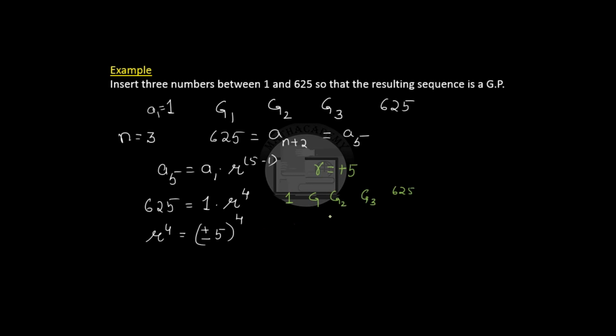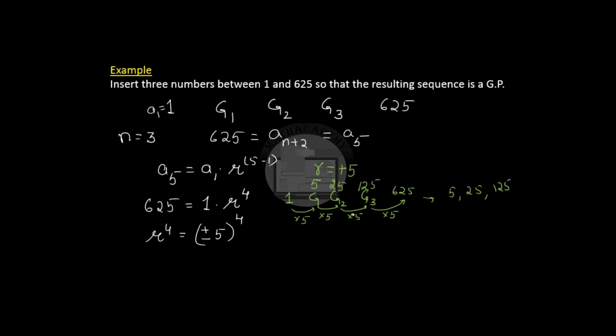In a GP, the next term is obtained by multiplying the previous term by the common ratio. So 1 times 5 gives G1 as 5. Then 5 times 5 gives G2 as 25. And 25 times 5 gives G3 as 125. And we see that the last term is also obtained by multiplying 125 by 5. Hence, the geometric means in this case are 5, 25 and 125.